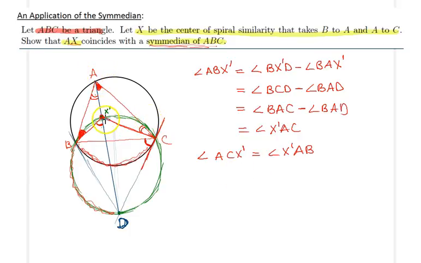Therefore, we just showed that X prime is the center of that spiral similarity. As a result, X prime coincides with the point X given in the problem, and therefore AX coincides with AD, or you can say that A, X, and D are collinear. So that solves our problem.